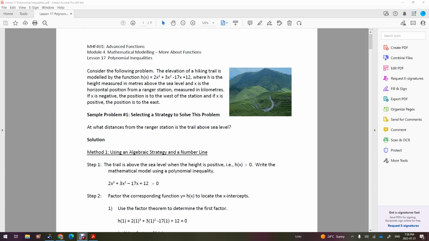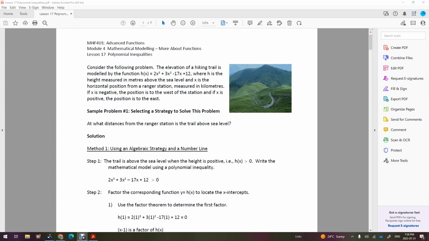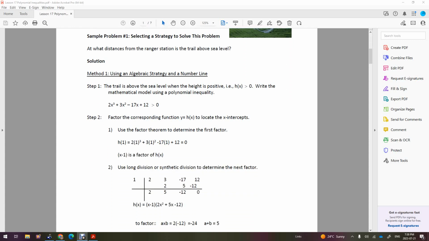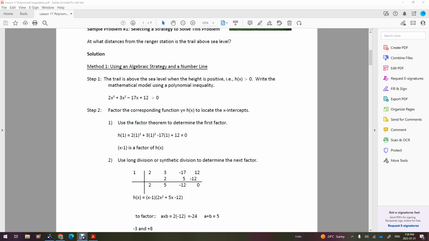Sample problem number 1, selecting a strategy to solve the problem. And here's the problem. At what distances from the ranger station is the trail above sea level? Let's take a look at the solution. So method 1, we're going to use an algebraic strategy and a number line.